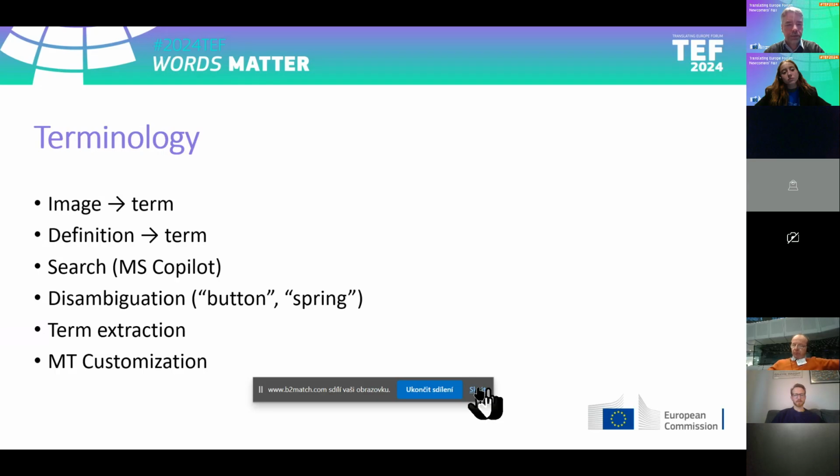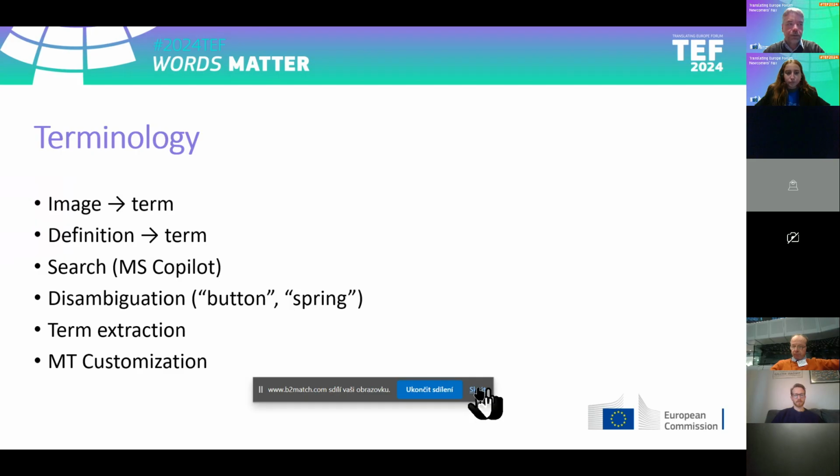More interestingly, perhaps, the functionalities when it comes to terminology. If in your translation the original text involves an image, you could feed the image into the tool and ask it, what do you recognize? What do you see? Give me terms of what you're seeing in the image. If you have a definition and you cannot come up with a term, it could be useful.